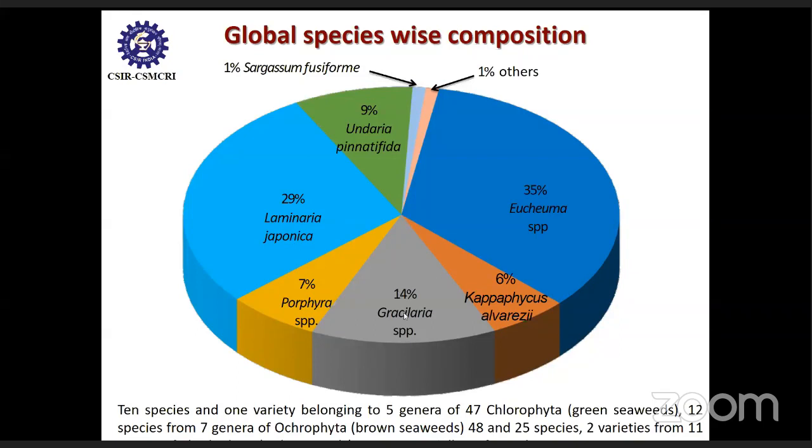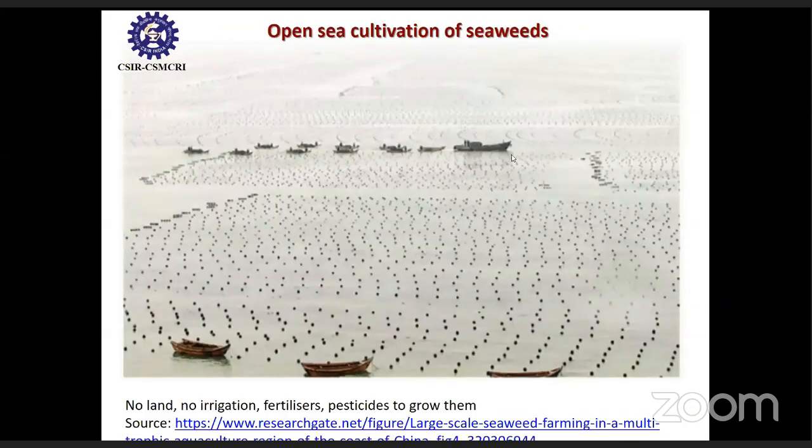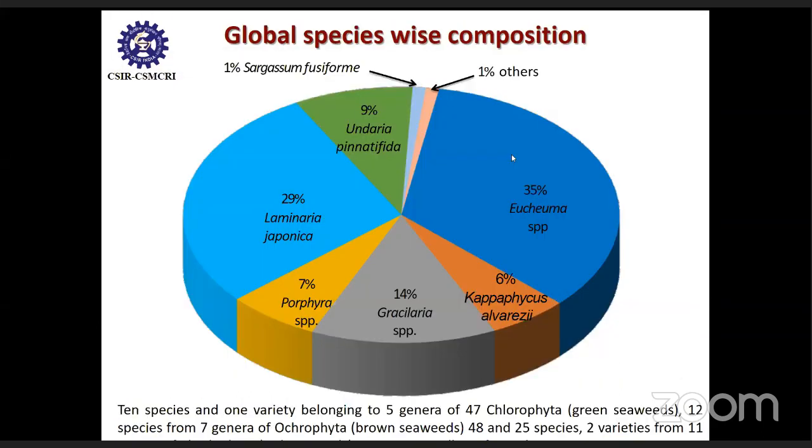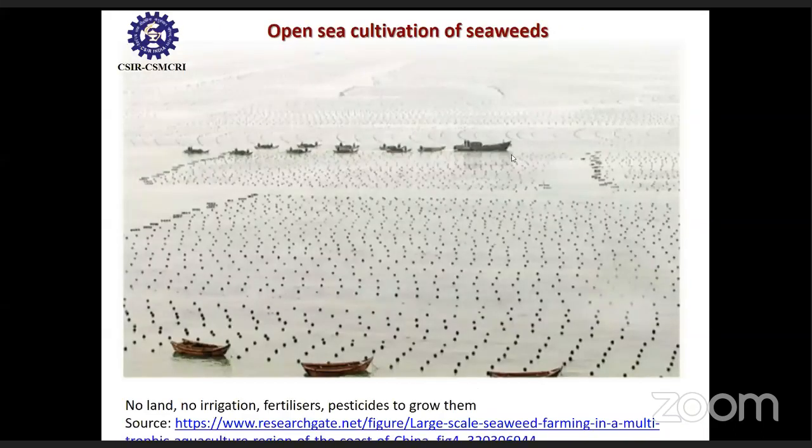Then comes a red seaweed, Gracilaria and Porphyra. And then, of course, again a brown seaweed, Undaria pinnatifida, and others. So they all make up the global seaweed production. So these 5 to 6 genera only. Of course, there is some smaller scale production by other genera, but these are the most dominating forms.